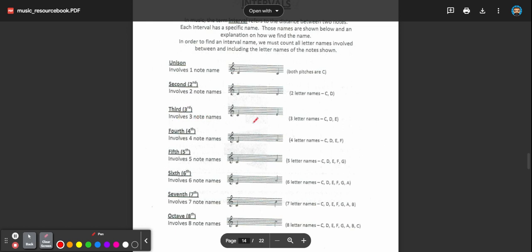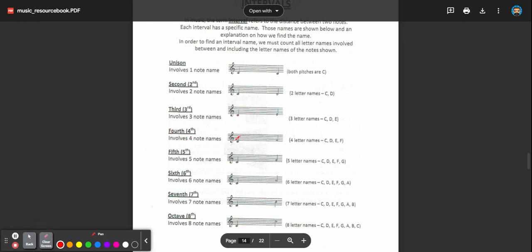Third, it involves three note names. So that's saying, I start on C, and then there's a D, but then the next note is an E. C, D, E to get there. But like I said, I think counting for me was a lot better. So I would just go one for C, two for D, and then one, two, three. And I have a third.